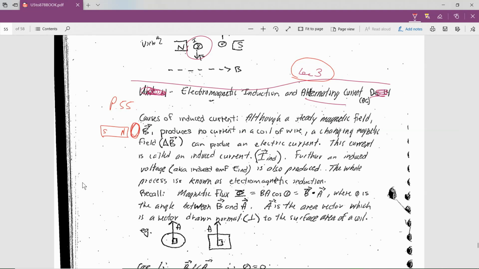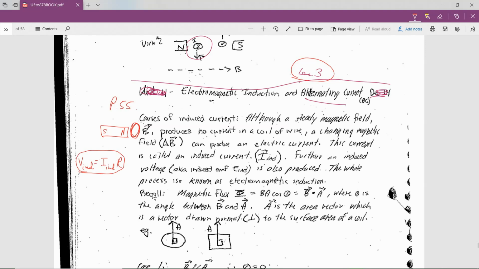And an induced voltage is also created. So as you might expect, the induced voltage, well, here we used an E, I'd rather use a V for this course. So V induced equals I induced times R. V equals IR, it's Ohm's law. The whole process is known as electromagnetic induction.